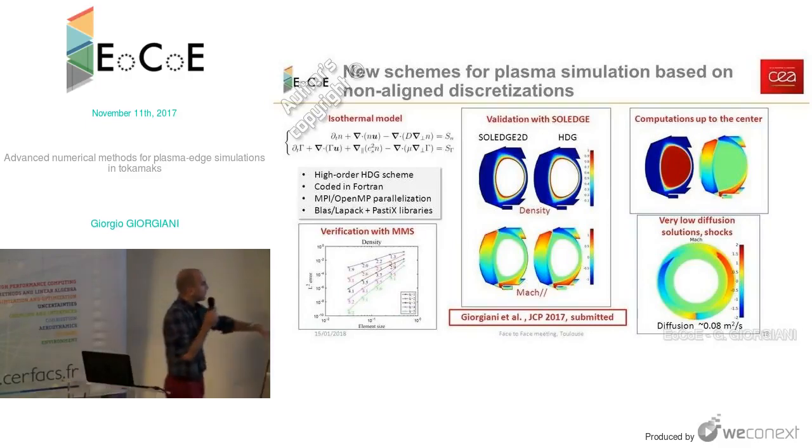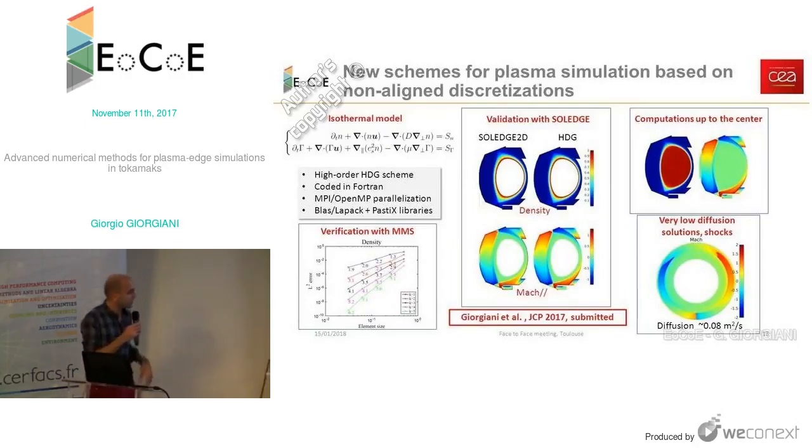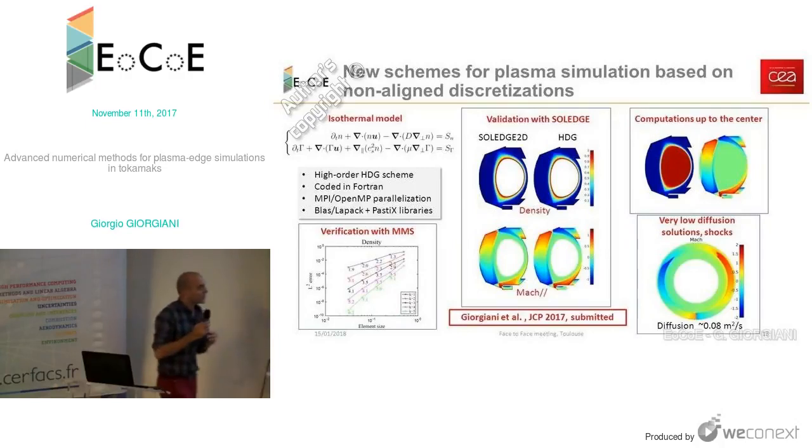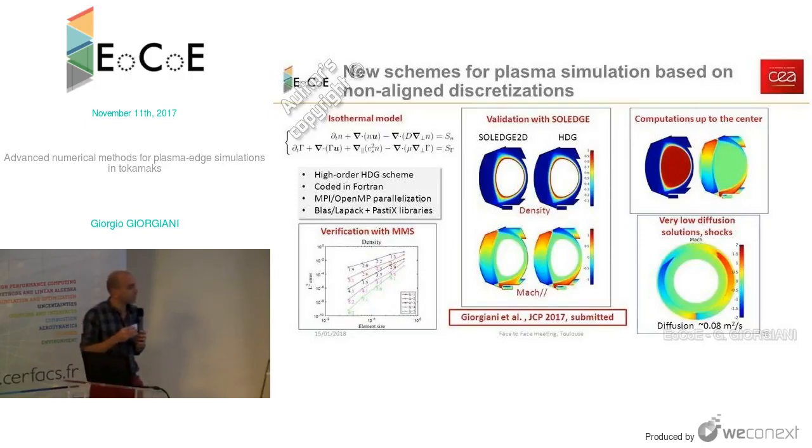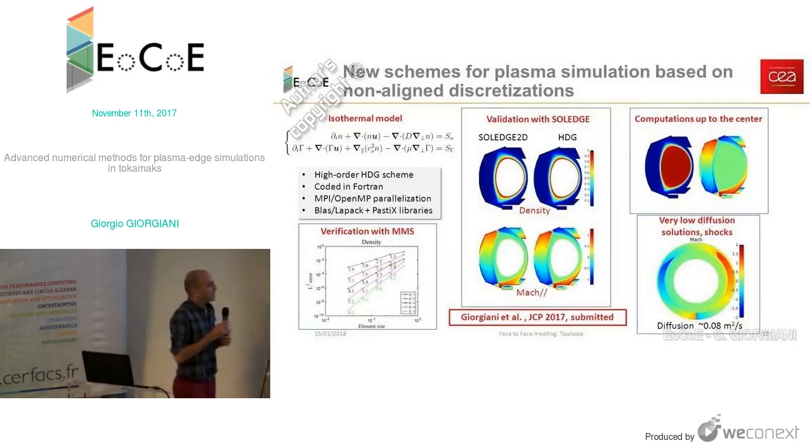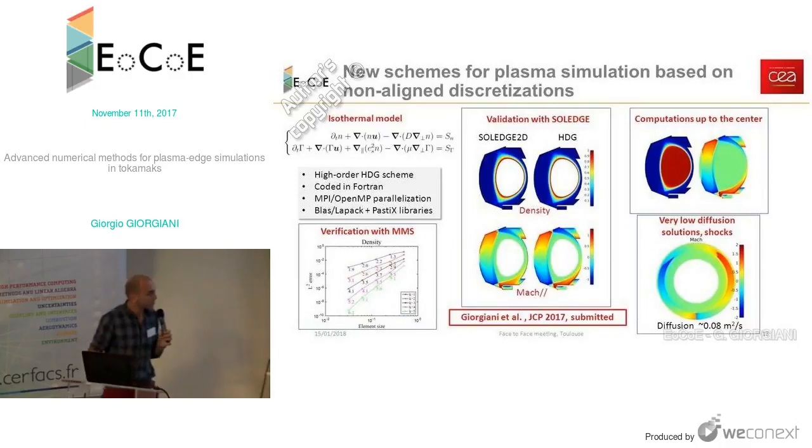Then here you have the verification of the code with the manufactured solution. You can see that we get the correct order of convergence for all the polynomial degrees that we consider. Here is a validation with the code SolEdge, which is a very well-established code for this kind of computation in the plasma fusion community. We have shown that we can compute until the plasma center, and finally we can deal with solutions with very low diffusion and also shocks. We have just submitted a paper on this work.